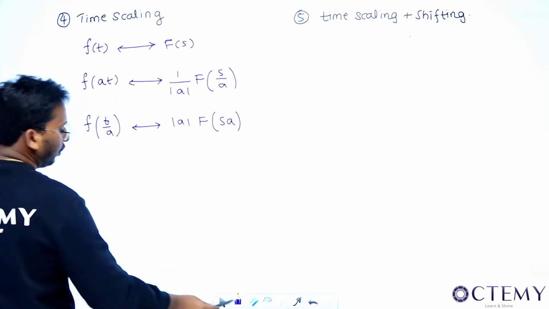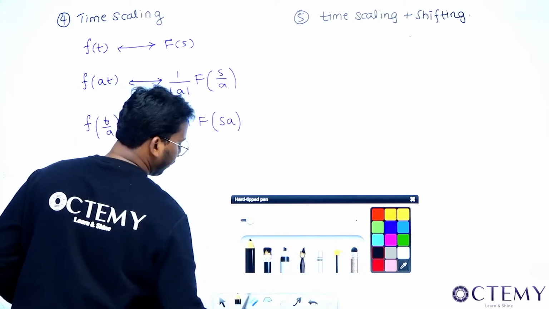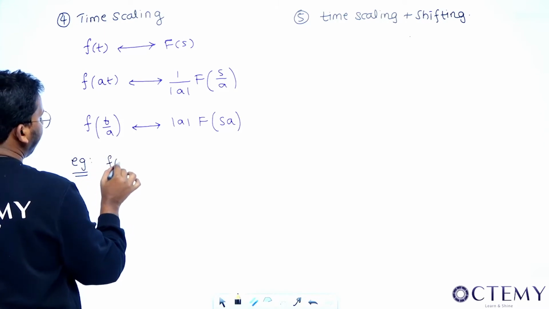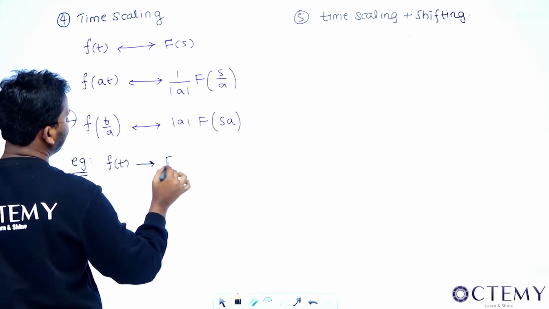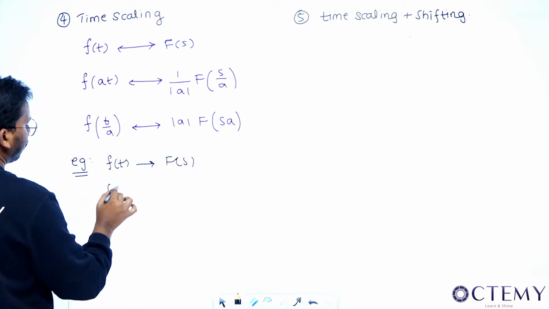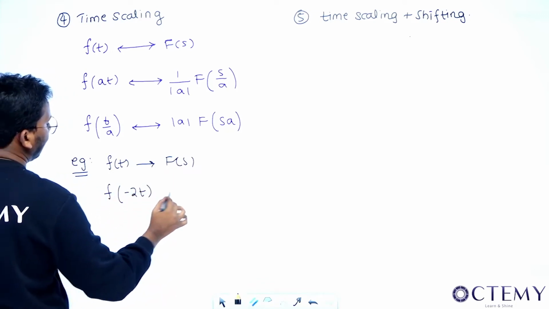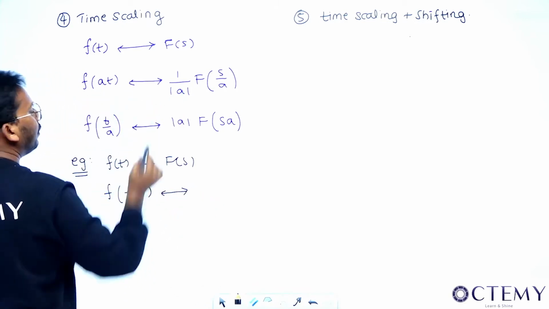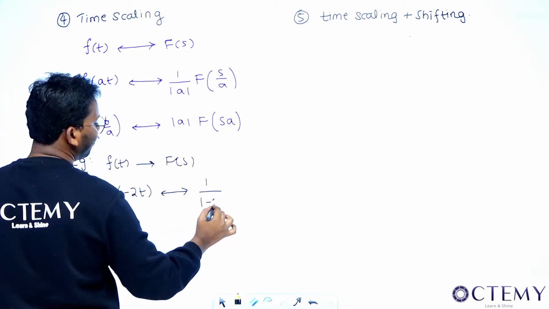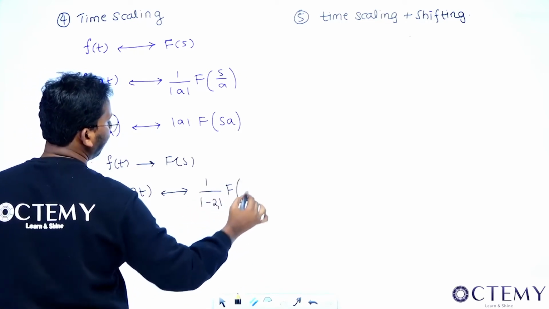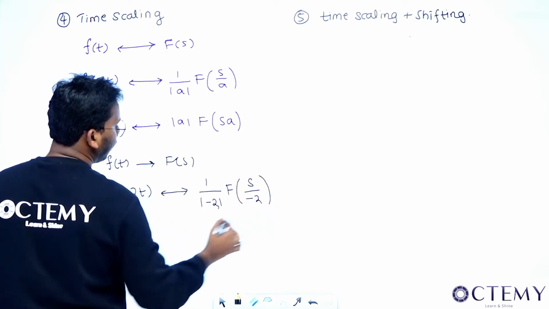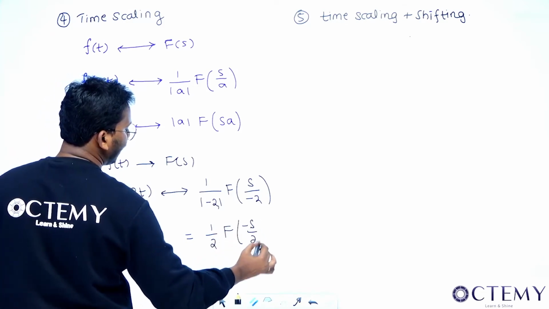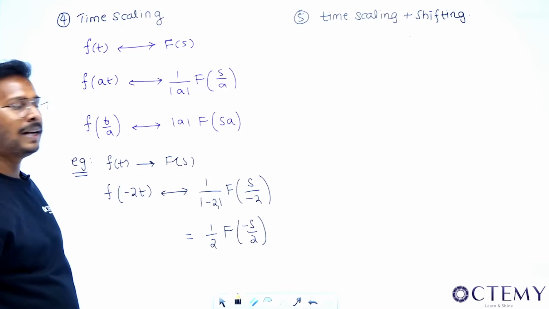Right? So, if I want to write an example for this, see, sir, example can be like this. Say, I want to write that the Laplace of f of t is basically F of s. Then I am asking what is the Laplace of f of minus 2t. Then the Laplace of f of minus 2t will be, you are multiplying with at. If you multiply here, it will become divided. So, 1 by modulus of 2 into F of s by minus 2. So, the answer will be 1 by 2 F of minus s by 2. So inside the minus will be remaining, but outside the minus will go away, sir.